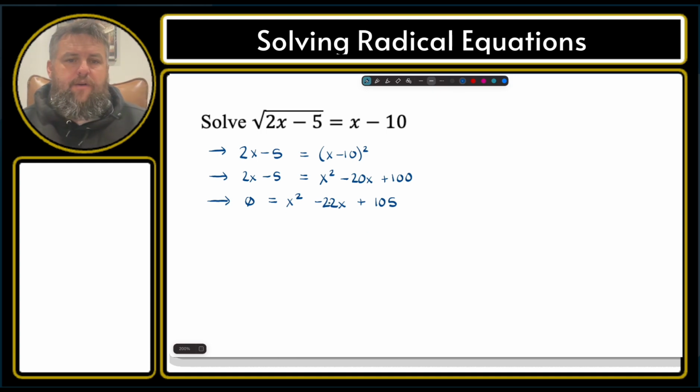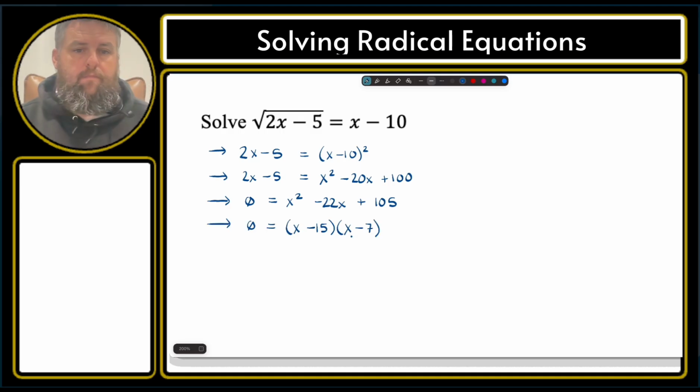So with x squared minus 22x plus 105, I'm now going to find the factors of 105 that will give me negative 22. So with our factors of x minus 15 and x minus 7, I'm now going to set each of these factors to 0 in order to solve for x.